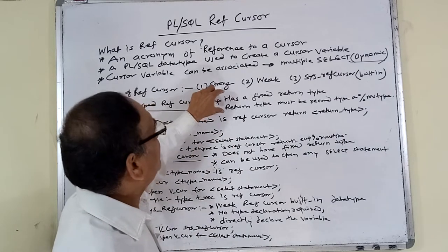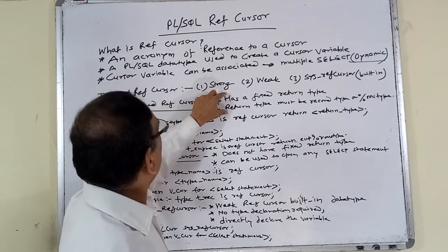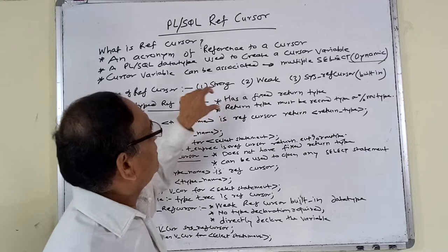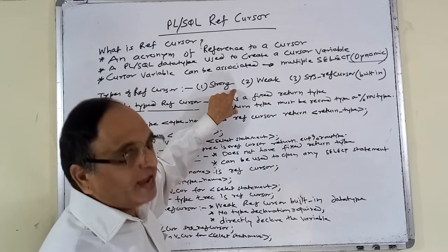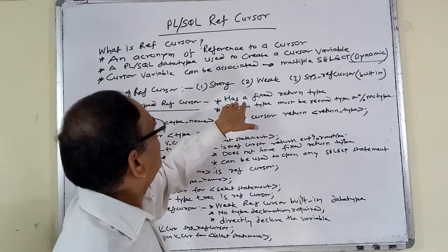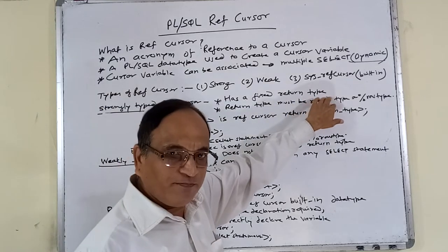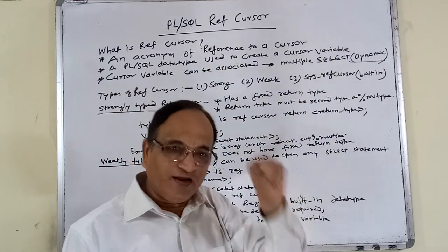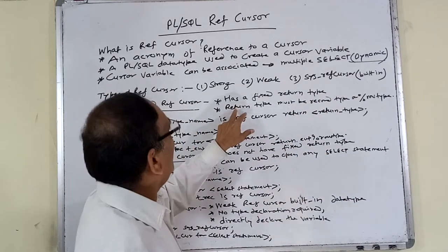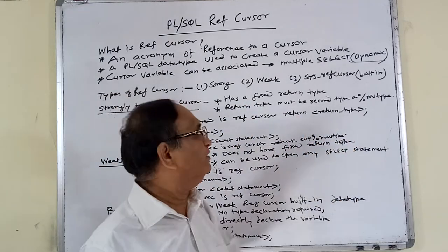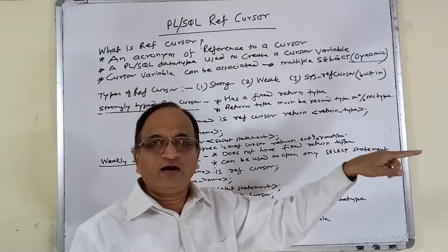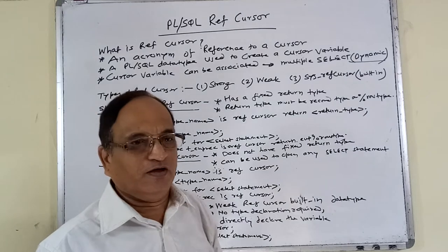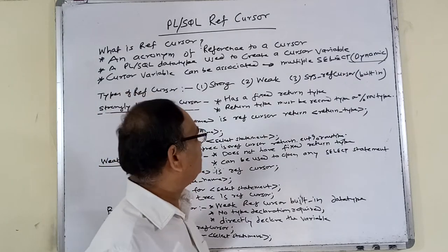And you see that there are two aspects of the strongly typed REF CURSOR: it has a fixed return type that we have to mention in the definition of the cursor itself, and that return type must be a record type or a %ROWTYPE that you have to specify.